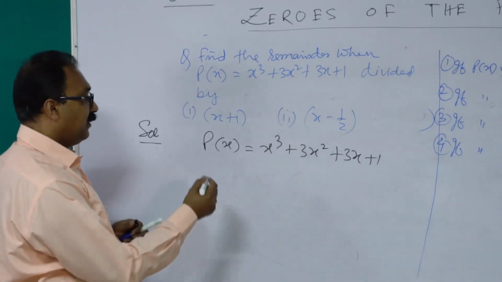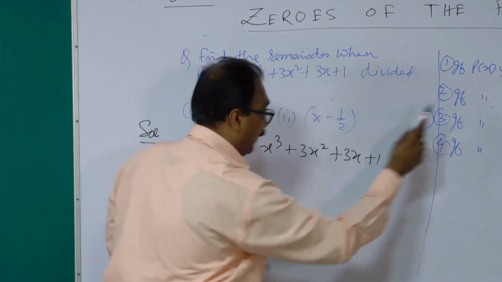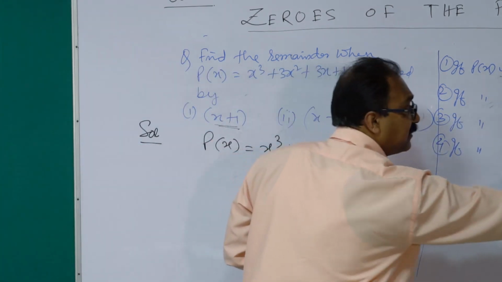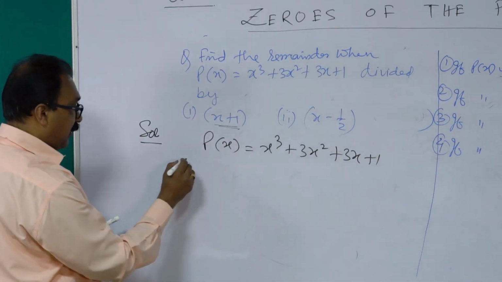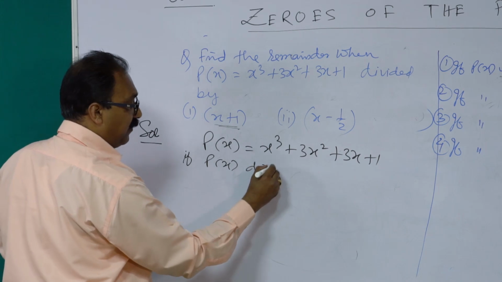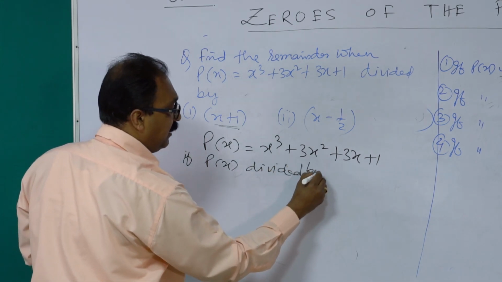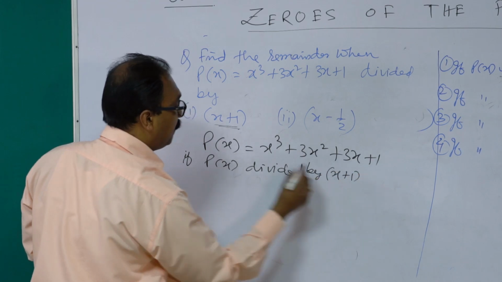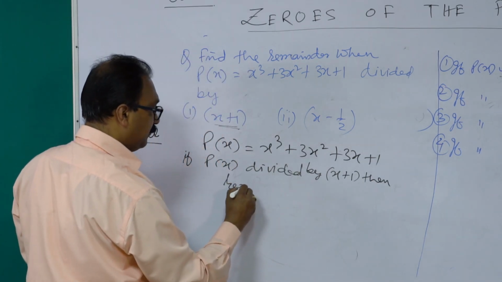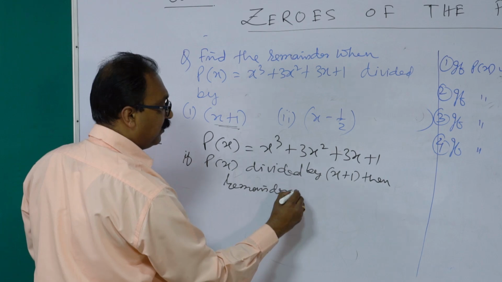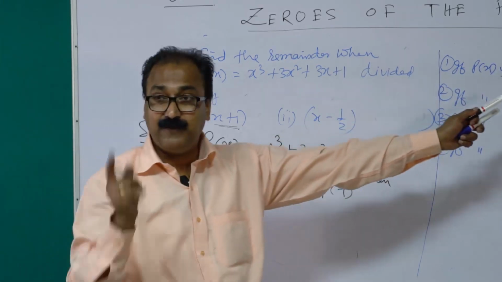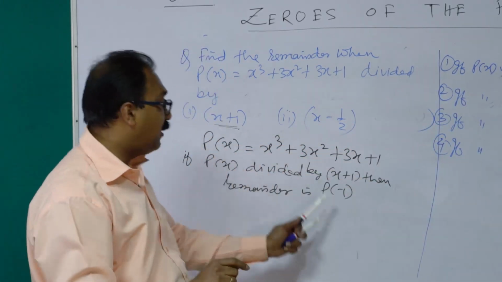Look at here. What I told you: if p of x like this is divided by this, then what is the remainder? Look at this, minus a, plus becomes a. So there we can write, if p of x is divided by x plus 1, then the remainder is p of minus 1. But we have to know the value. Like last time I gave an example, 15 divided by 6 will get remainder 3. Like that, I have to get the number.